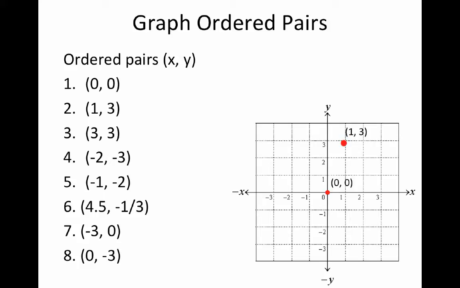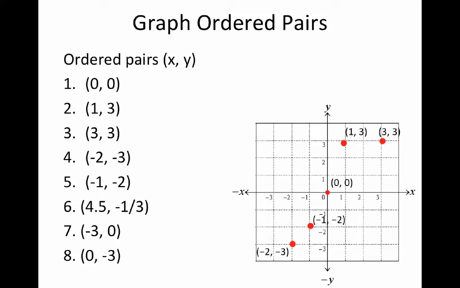The next ordered pair is the point 3, 3. That means we move 3 in the X direction and 3 in the Y direction. The next ordered pair is -2, -3. That means we move -2 in the X direction, or 2 in the negative X direction, and 3 in the negative Y direction. There's the point -2, -3. The next ordered pair is -1, -2. That means we move 1 in the negative X direction and 2 in the negative Y direction. There's the point -1, -2.